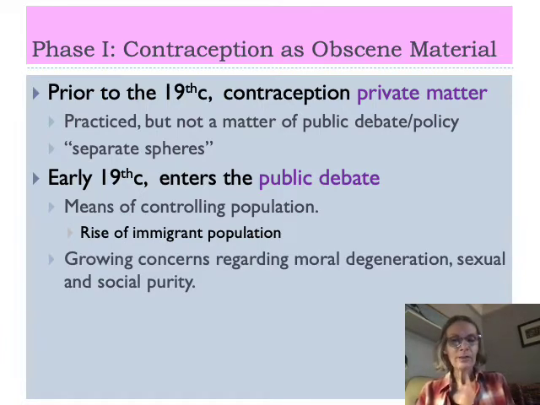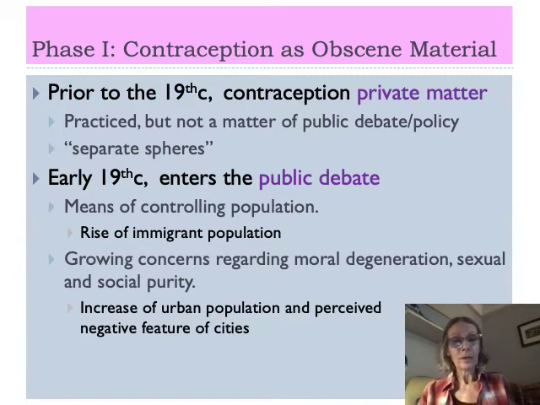The other way that contraceptives enters into the public debate is that, at least for some people, there's this perception of a growing moral degeneration, and that sexual and social purity is being threatened by the increasing access to contraceptives. Because contraceptives aren't regulated by the government, you could import them into the United States, create them and distribute them, and give people information about them. There were no regulations on contraceptives, and some people felt that was bad.